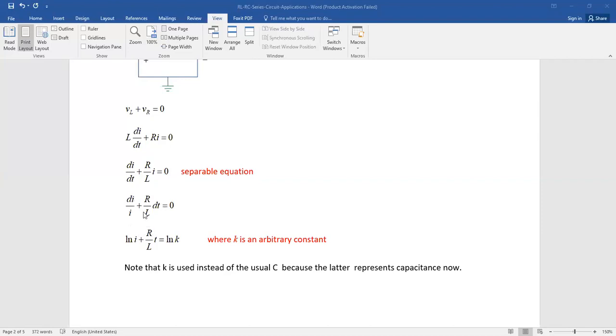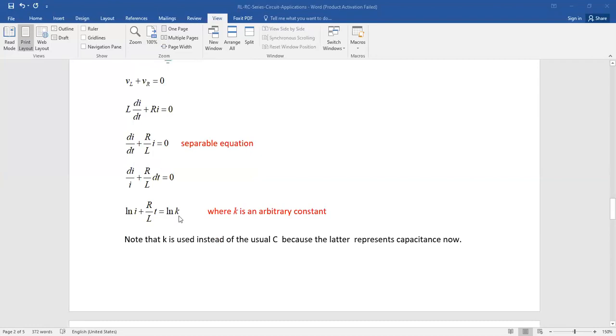Now, since in circuit analysis we already have the C representing the capacitance, we will not use C as the arbitrary constant anymore. We will use the constant K representing our arbitrary constant of integration. You don't need to write this one if you have actual limits already substituted here. But if there aren't any limits, then you have to write your arbitrary constant C, which is supposed to be ln C, as ln K. Again, because we already have the C representing the capacitance.